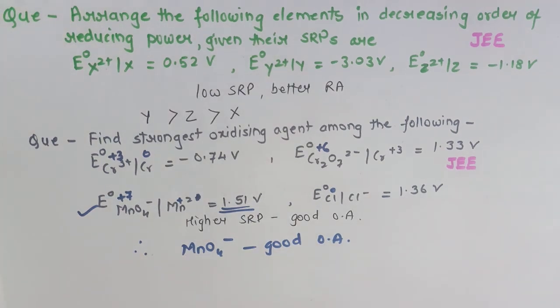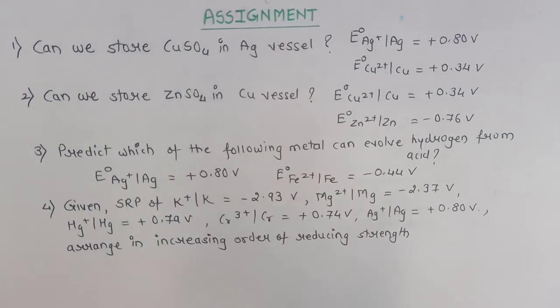So this is how you are supposed to use the concepts of SRP to solve the questions. Based on today's module, there are certain assignment questions for you. To solve these questions, use the concepts of SRPs. Remember, you are not supposed to learn these values. You are not supposed to learn the whole electrochemical series, as the E0 values will be already mentioned in your questions. So, using the concepts of SRP, you can easily solve these questions.